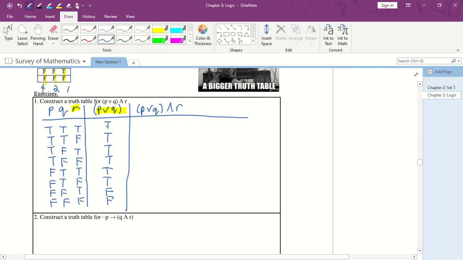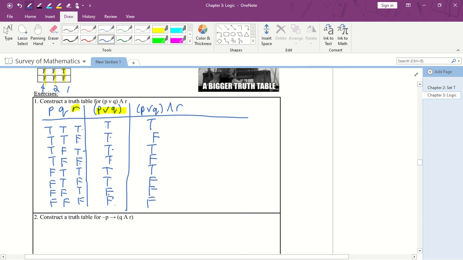So look at here. True makes it true. True, false makes it false. True makes it true. True, false makes it false. True makes it true. True, false makes it false. False, true makes it false. False, false makes it false.